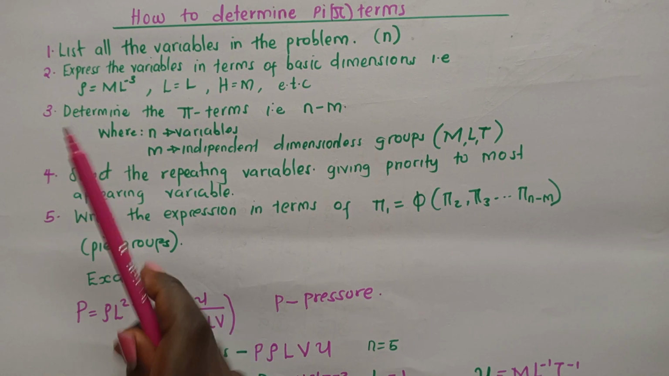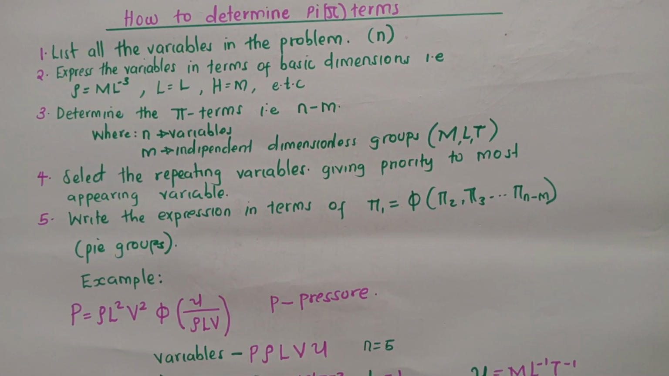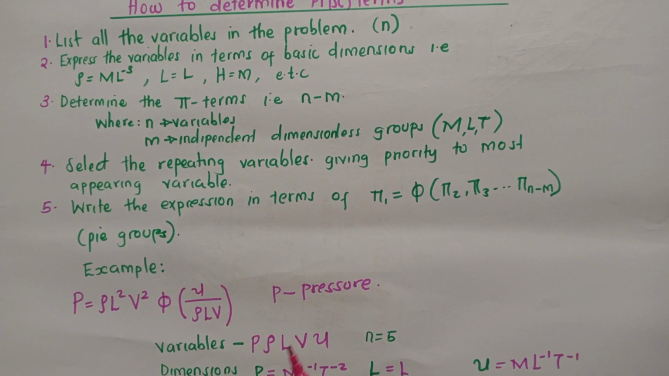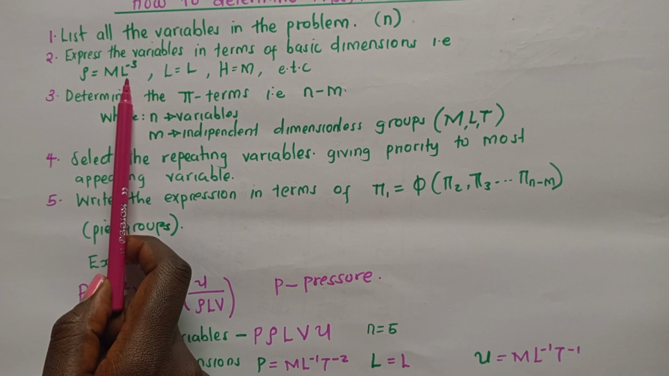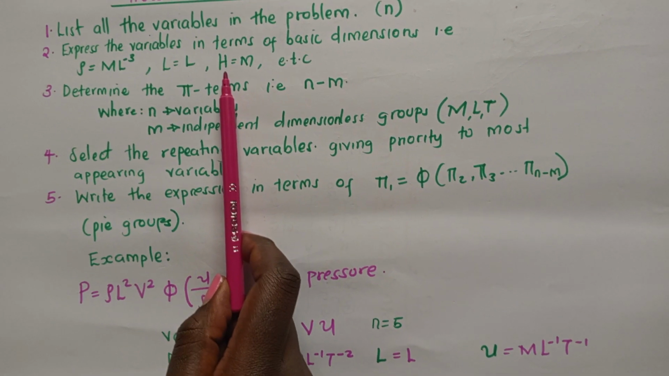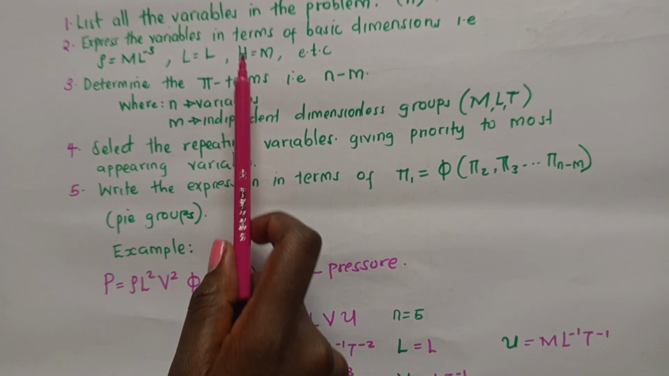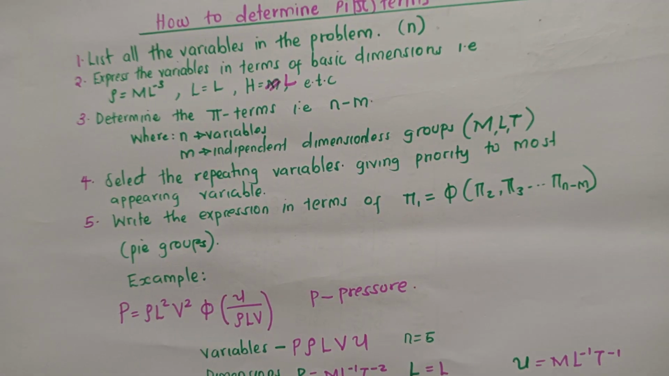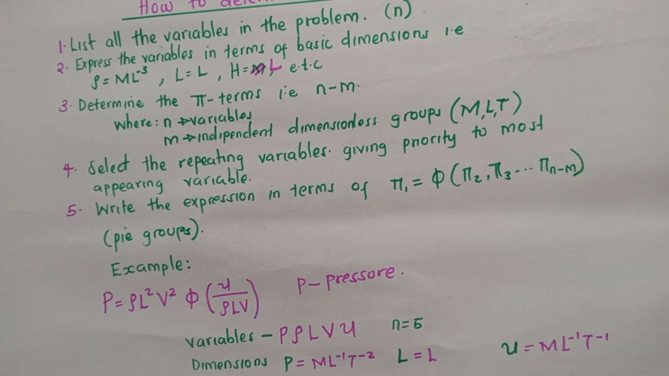Procedure number 2 is that you express the variables in terms of their basic dimensions. In our previous video, I showed the dimensions. For example, density is mass per unit volume, this is how you write it. L is for the length, the head, in meters, and so forth. So head is simply L. So express all the variables in terms of their basic dimensions.